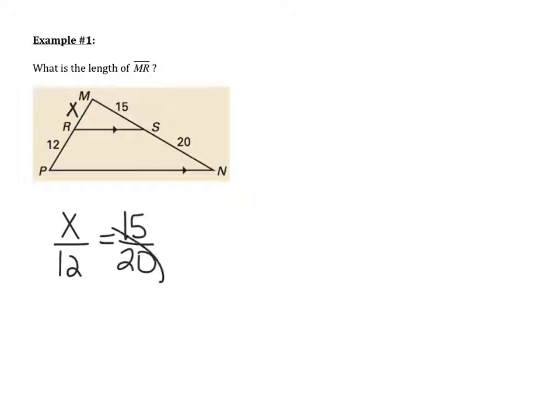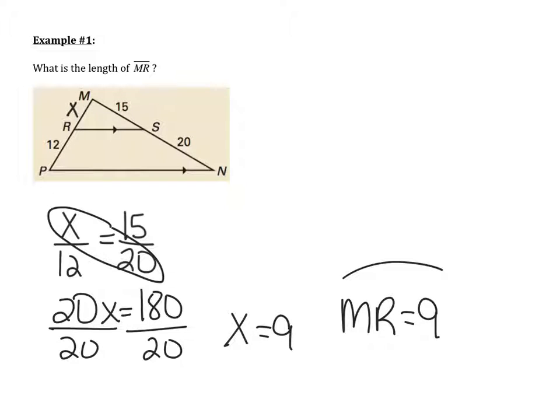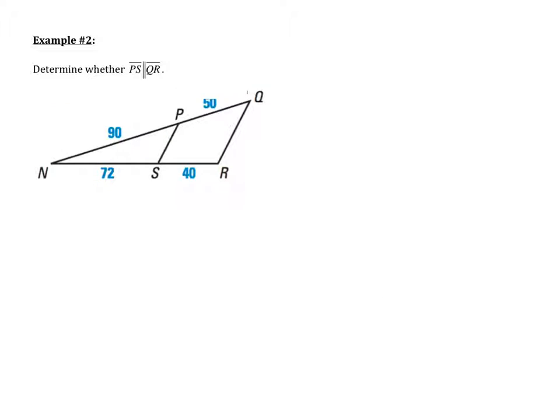So cross multiplying, I would end up with 20x equals 180, and then dividing both sides by 20, I would end up with x equals 9. So MR would equal 9 units. Now let's look at example number 2. Determine whether segment PS is parallel to segment QR.